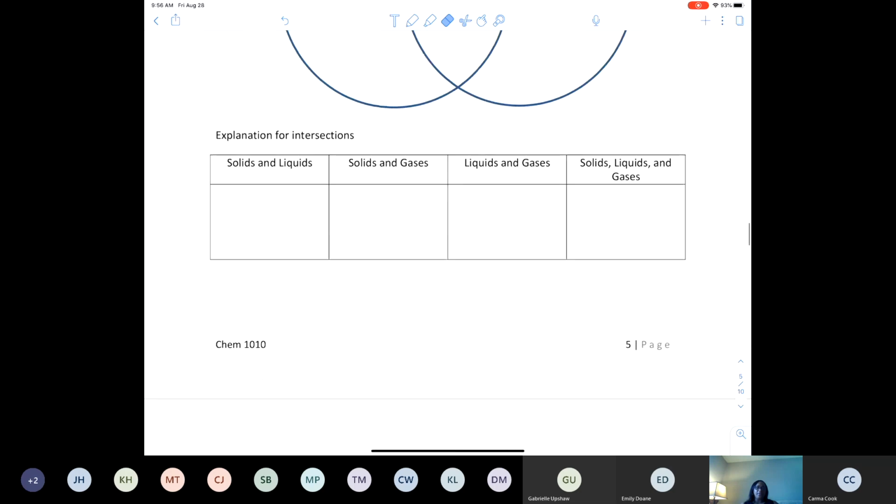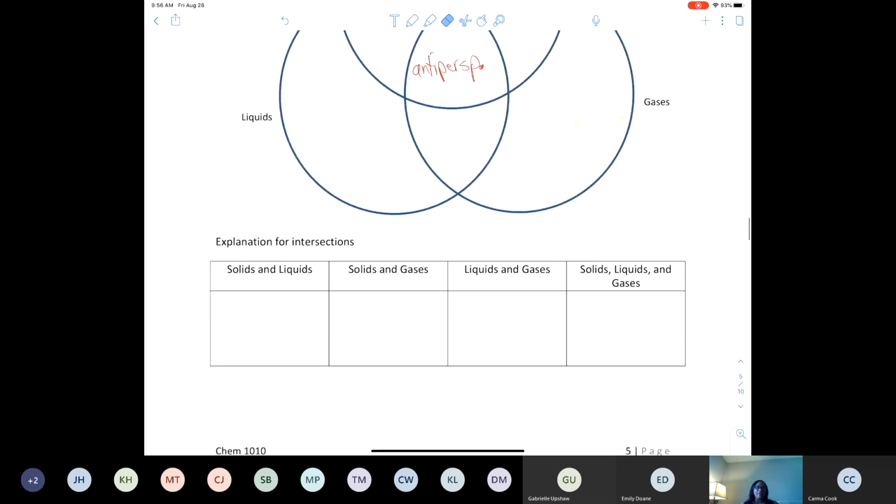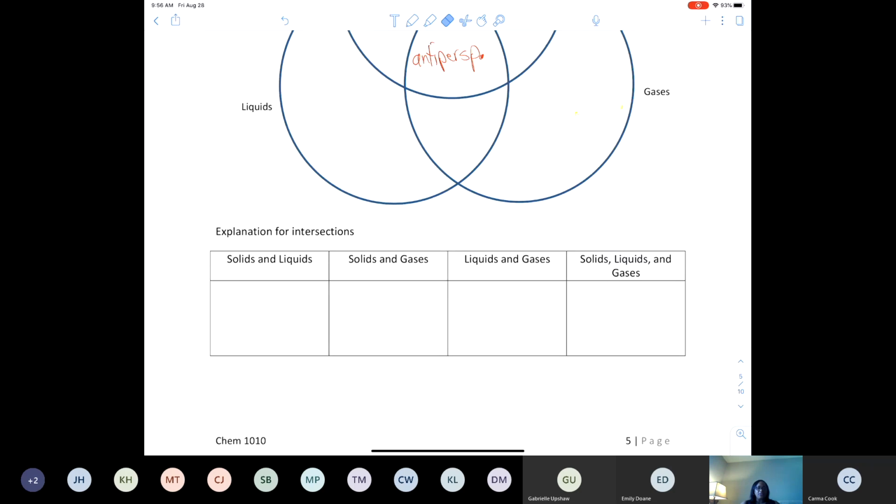and 3. Make sure at the end, after you finish question 3's diagram, that you give an explanation for any intersections. And that means, which products did you identify as being both solid and liquid? Which did you identify, if any, as being both solid and gas? Which did you classify as being liquid and gas? And if there were some that you classified as all 3, solid, liquid, and gas, list those products there. And then not only list the products, but give me a short explanation.